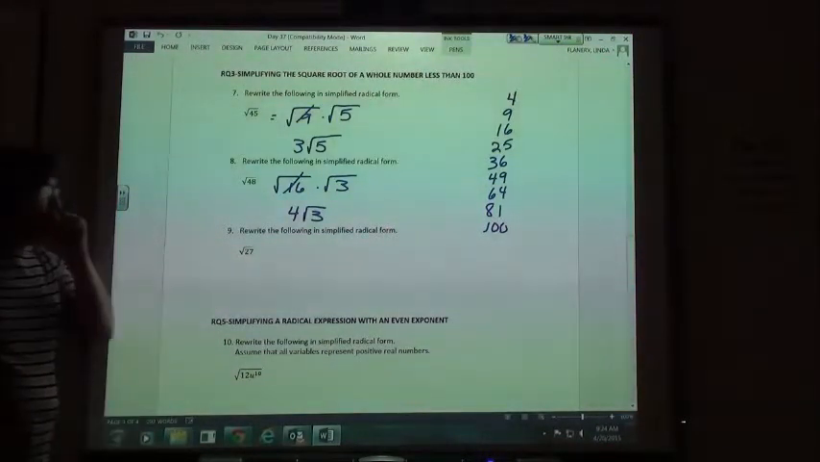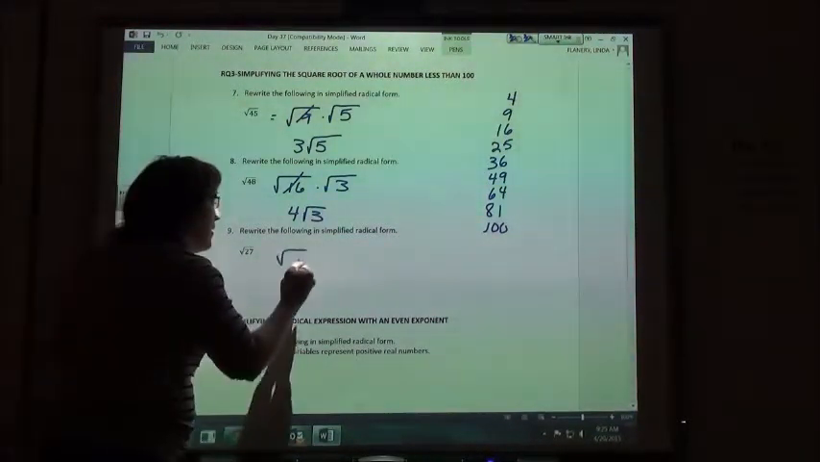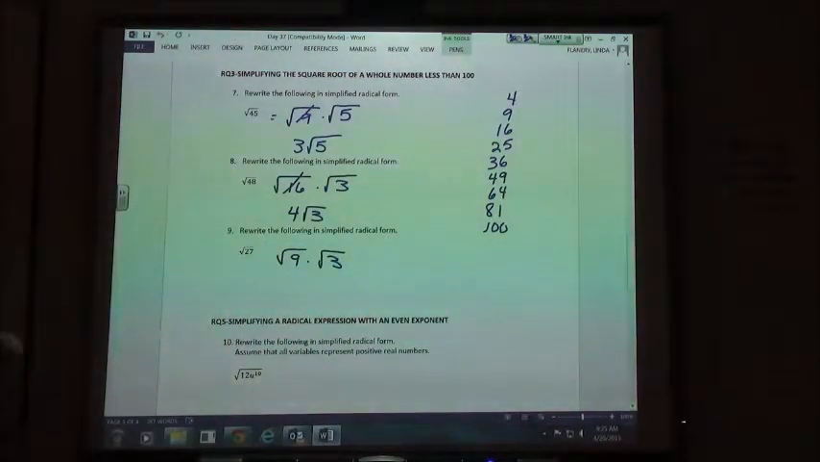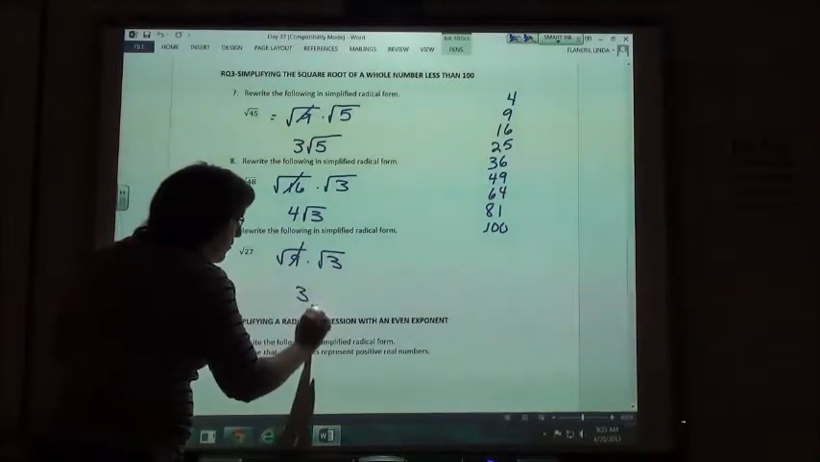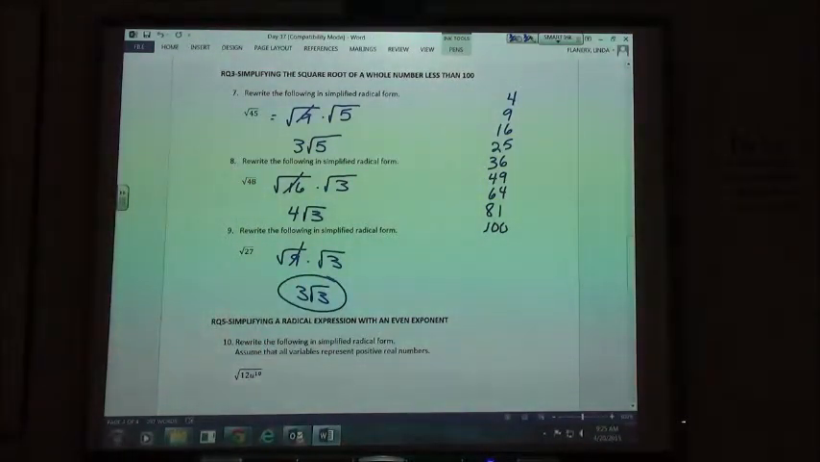So if I'm going to do the square root of 27, what's the biggest perfect square that divides into 27 evenly? 9 and 3. So 9 times 3. So square root of 9 times the square root of 3. And the square root of 9 is 3. So we get 3 square root of 3 for our answer. Okay, that makes sense? Alrighty.